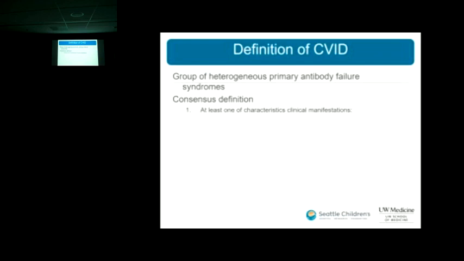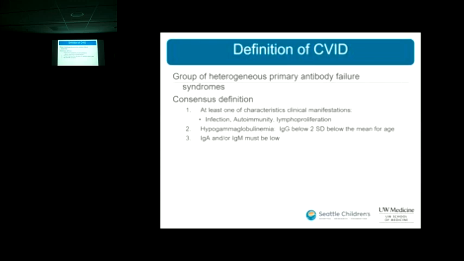Okay. So what is common variable immunodeficiency? It really represents a real heterogeneous group of primary antibody failure syndromes, I think. And there is a consensus definition that Tony Bonilla put together, and it's worth reading, which is an international consensus group that really tries to define common variable immunodeficiency as having at least one of the characteristic clinical manifestations, which include infection, autoimmunity, or lymphoproliferation, and the presence of hypogammaglobulinemia with a low IgG and a low IgA or IgM.